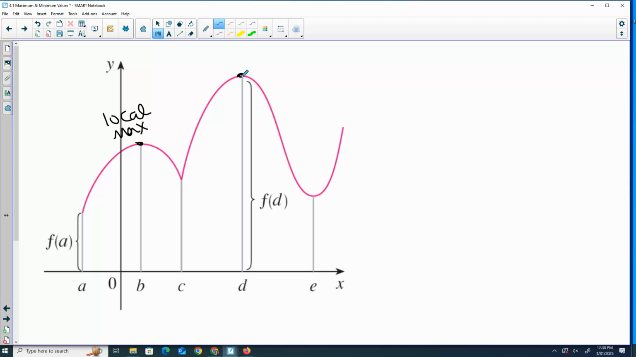What would this one be? It is an absolute max, and it's also higher than the surrounding points, so it's also a local max. This one is both. What would this be? Local and absolute min. Oh, it's not an absolute min. Yeah, this is just a local min. This one is also just a local min.